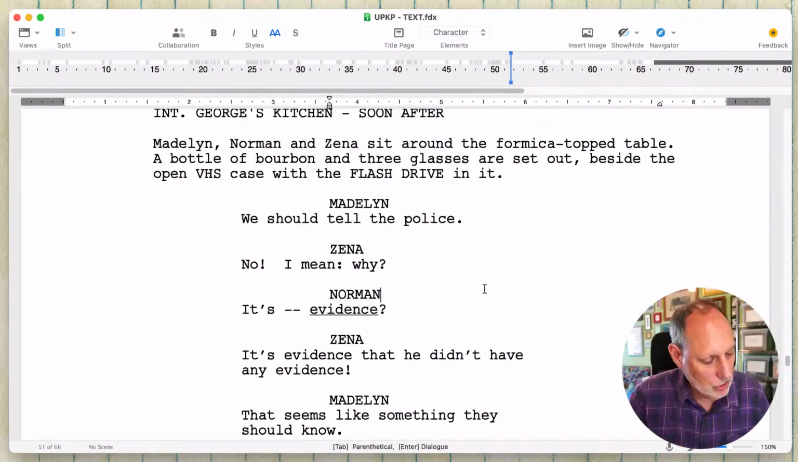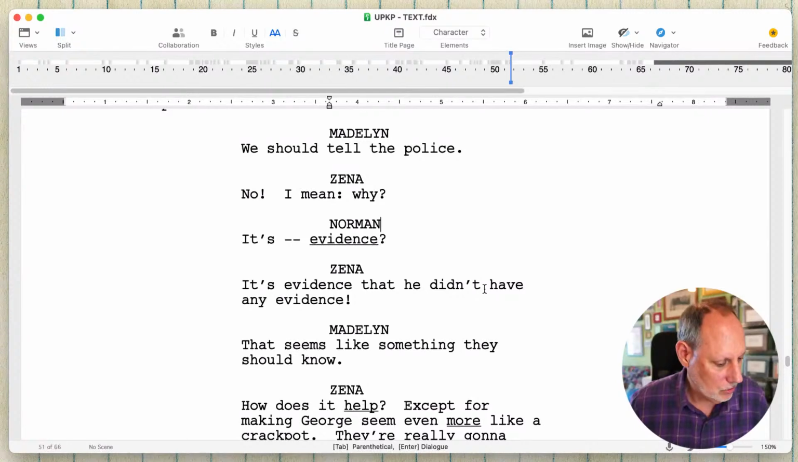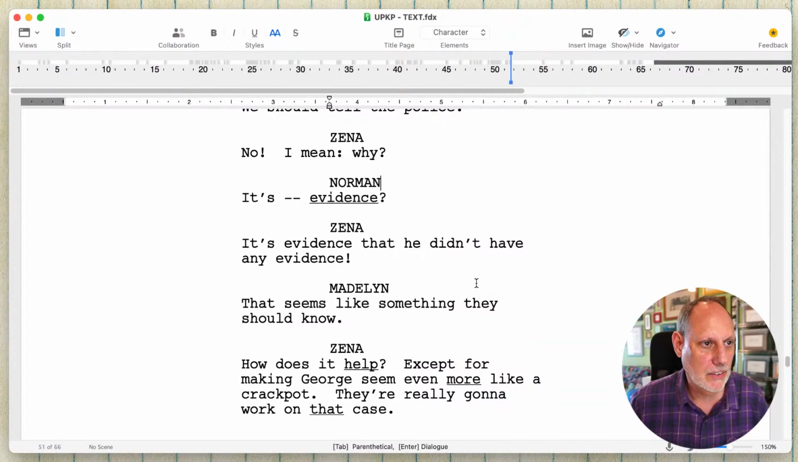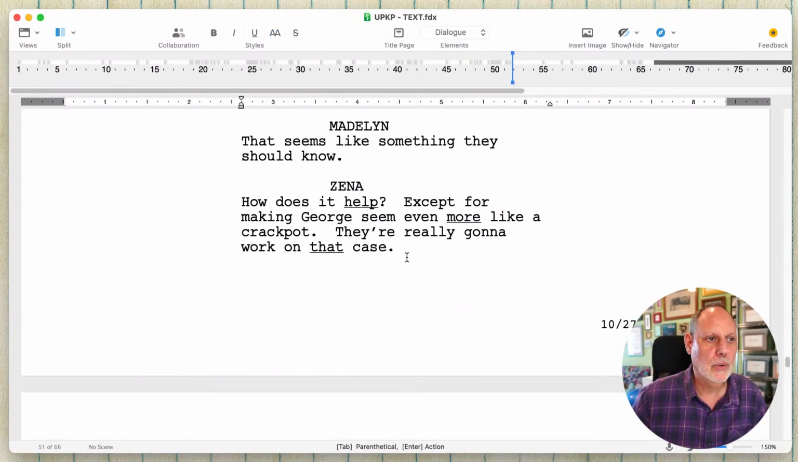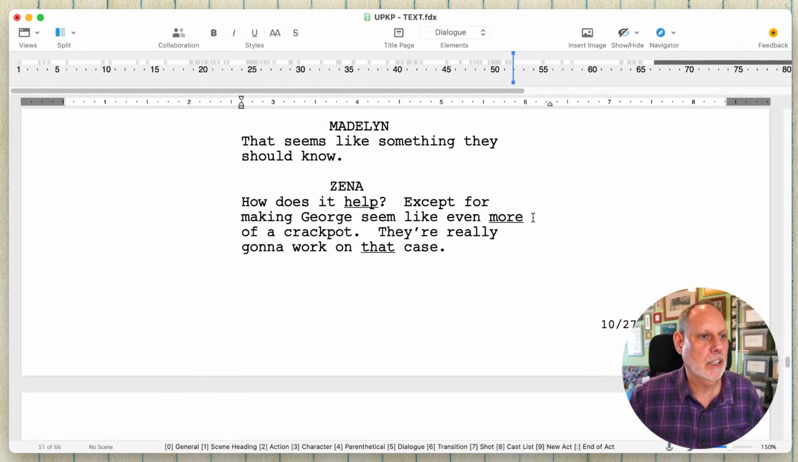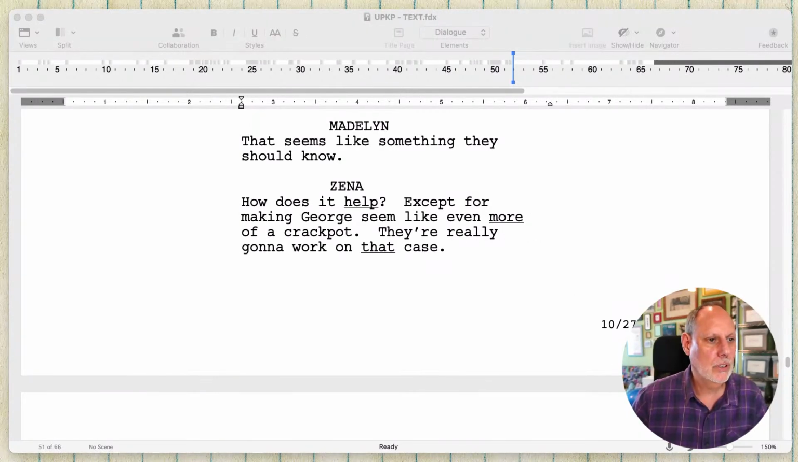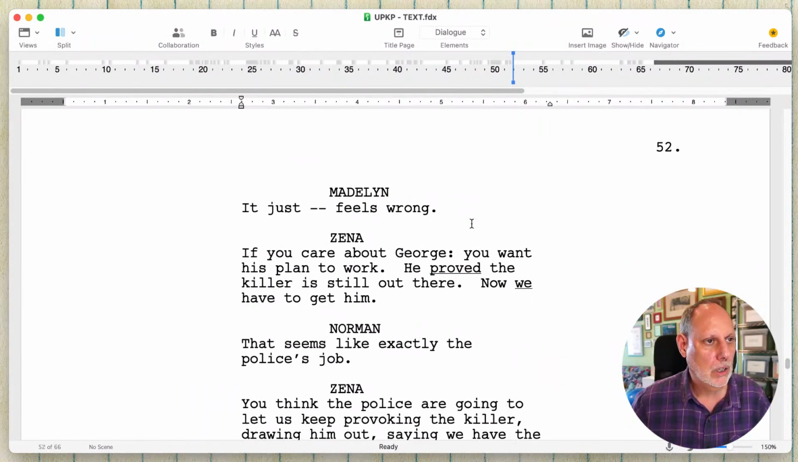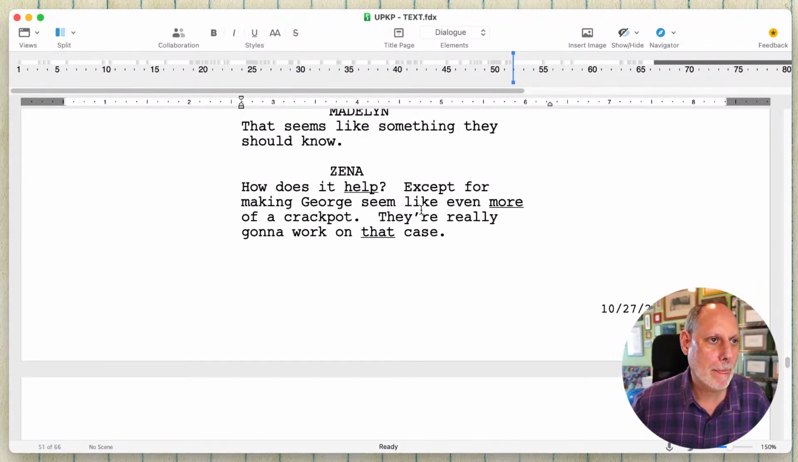We should tell the police? No. I mean, why? It's evidence. It's evidence that they didn't have. He didn't have any evidence. It seems like something they should know. How does it help? Except for making George seem even more of a crackpot. That's what we want to do. That's good. How does it help except making George seem like even more of a crackpot?